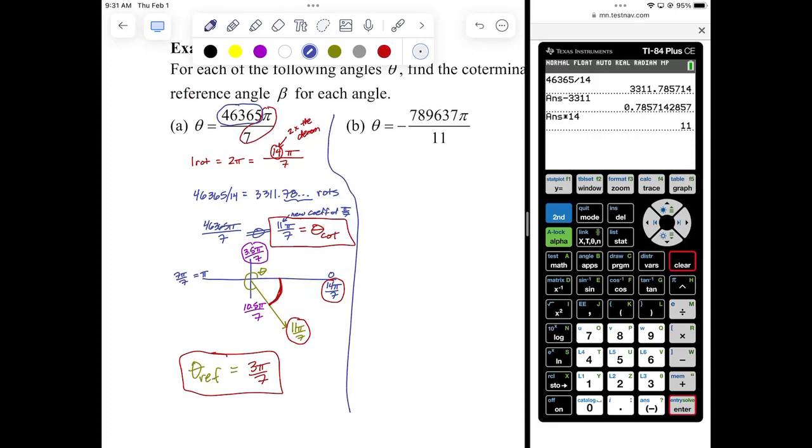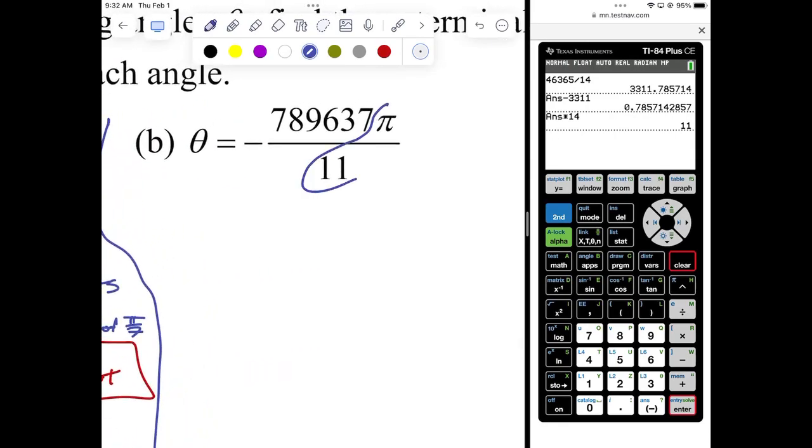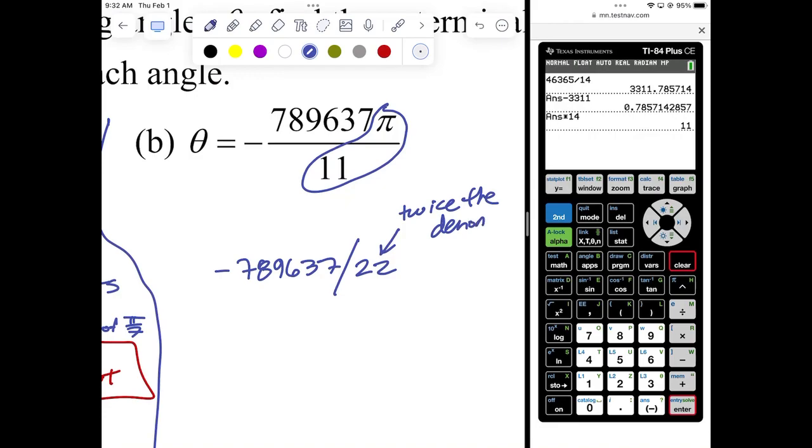All right. We got negative 789,637 pi elevenths. So now we got a negative angle. No big deal. We're going to use the coefficient of pi elevenths. So I'm going to take negative 789,637. I'm going to keep the negative there. And now I'm going to divide it by what number? 22. This is twice the denominator. Why 22? How many pi elevenths in one rotation? 22. Yeah, 22 pi elevenths is 2 pi.